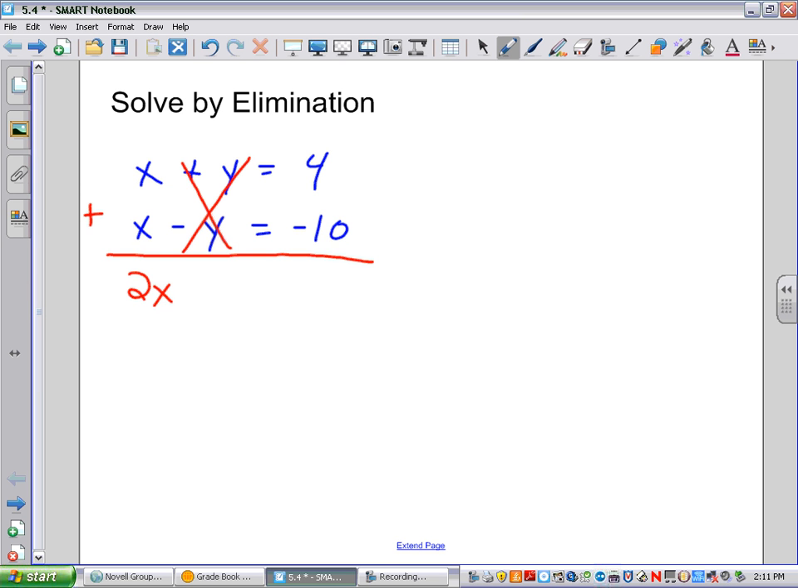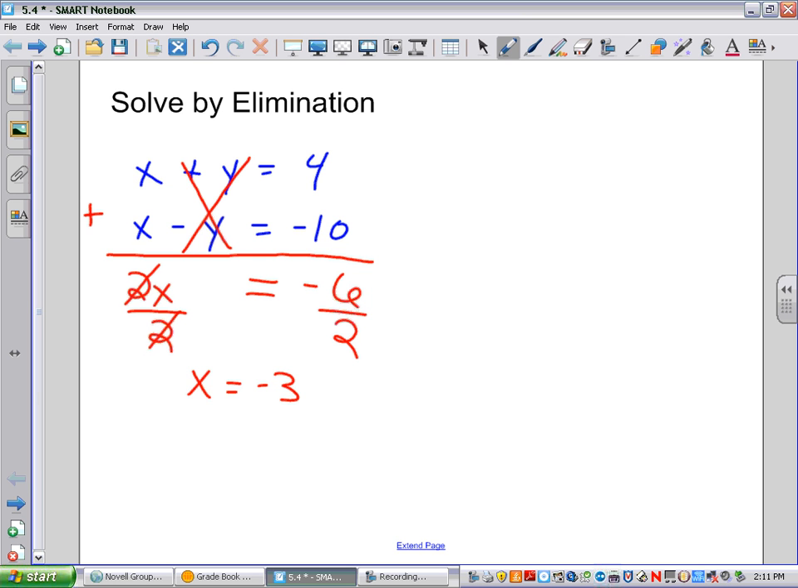So I'm not going to write any y's down. It would equal 4 plus negative 10, which is negative 6. And to solve that equation, divide by 2. So my 2's can be gone. X would be negative 3.